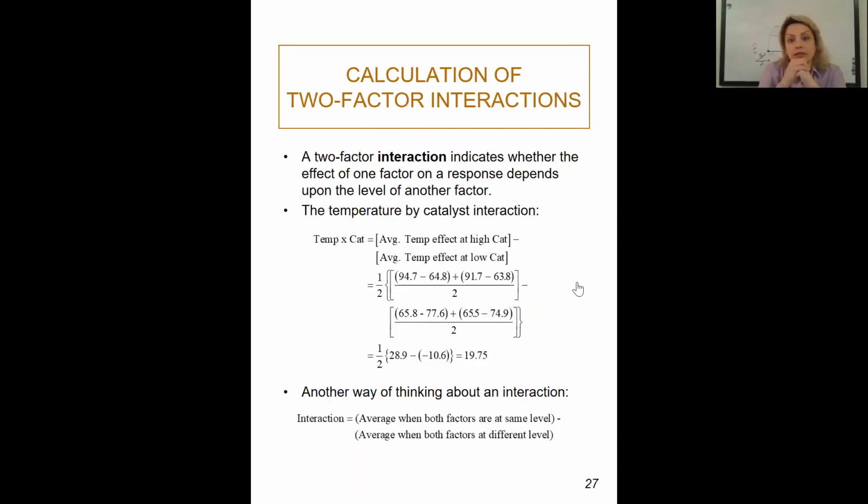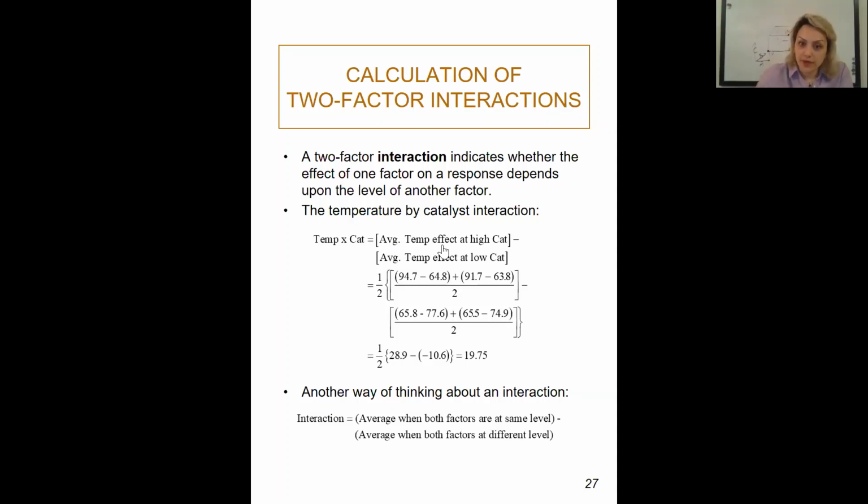So here we want to talk about the interaction. It's very interesting when you think about it. If you go with the combination, when you have the interaction, you are going to multiply these values and see which one is the high and the low, and you will see that we will have the same methodology. So the two-factor interaction indicates whether the effect of one factor on a response depends upon the level of another factor. For example, the interaction of the temperature and the catalyst.